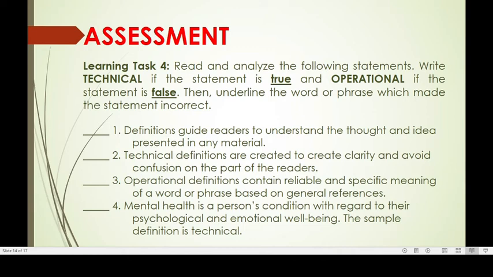Let us assess the level of your understanding based on this episode. For your assessment, read and analyze the following statements. Take a look at the direction. Write technical if the statement is true, and operational if the statement is false. Then, underline the word or phrase which made the statement incorrect.